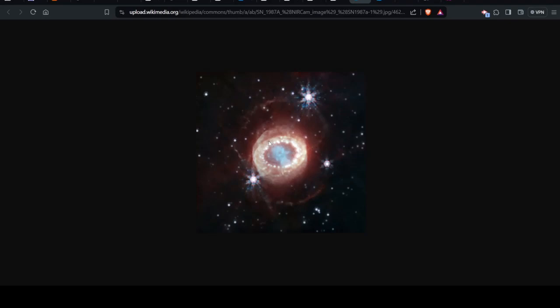That ring is projected to dissipate and finally disappear sometime between now and 2030. As that shockwave moves farther and farther away from the central star, everything will finally dissipate, and we just won't see it like this anymore, and that ring will disappear.